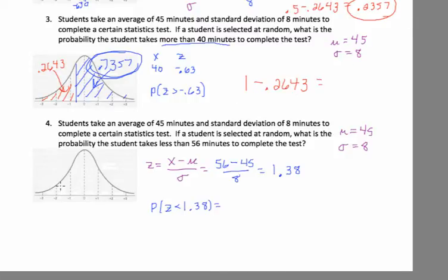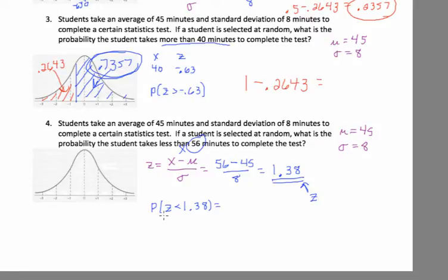Number 4, I've done a lot of the work ahead of time because it's very similar to the first 3 problems. 56 is my data value. I want to plug it into this formula to find the z-score. 1.38 is the z-score that goes with 56 minutes.